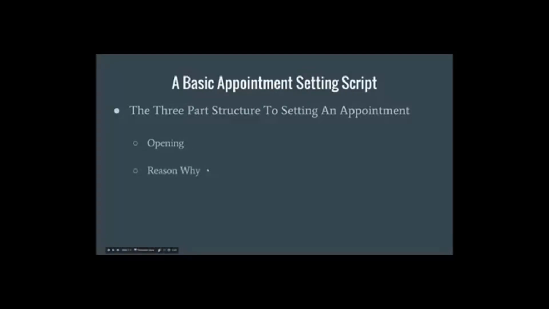The next phase to the script is the reason why you are calling. You must be specific. You must be deliberate in telling the person exactly why you are on the phone and why you're calling. And then thirdly is the close. You have to actually ask for the appointment when you call for an appointment, but you've got to do it in a way that is assumptive in nature.